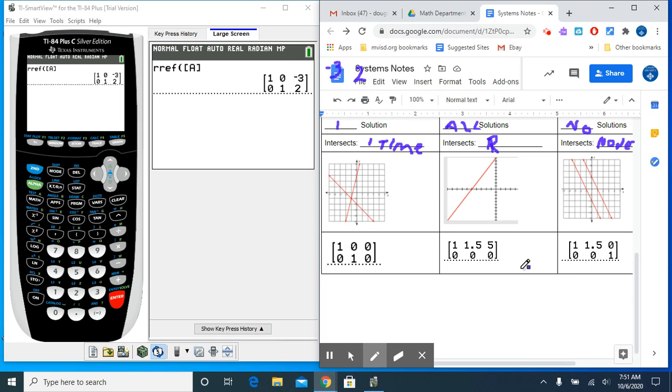So hopefully that'll help you with today's assignment and give you a little bit of review on yesterday's assignment. And I'll send out today's assignment shortly.